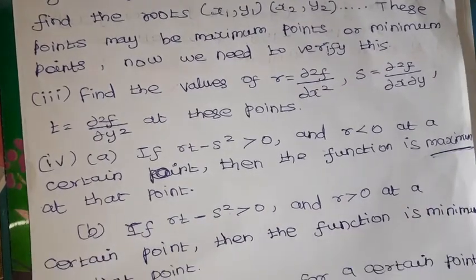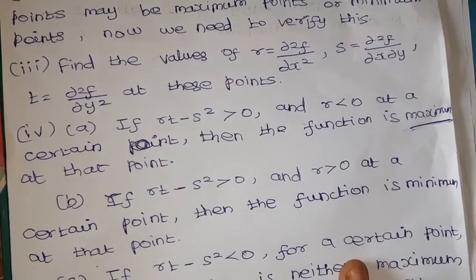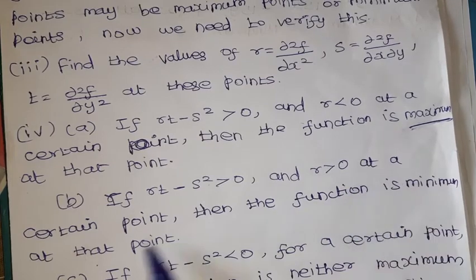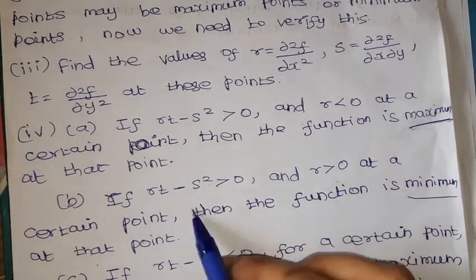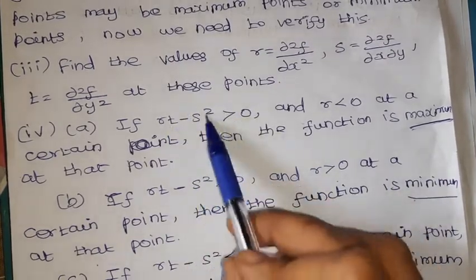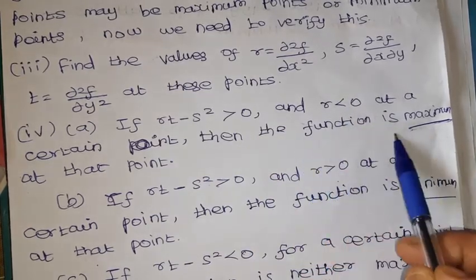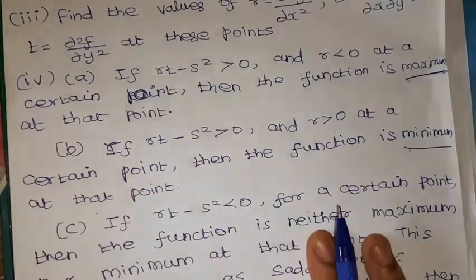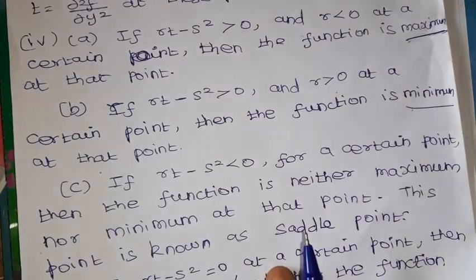If rt minus s squared is greater than 0 and r is also greater than 0 at a certain point, then the function is minimum at that point. If both are greater than 0, the function is minimum. If rt minus s squared is greater than 0 and r is less than 0, then the given function is maximum at that point. Okay, then what is the next condition? There are 4 different conditions.